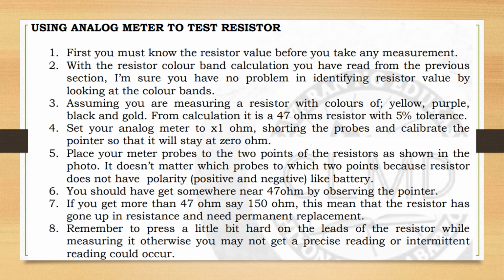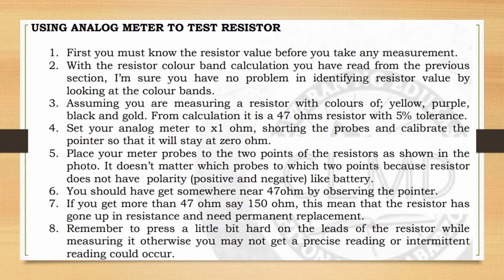Short the probes and calibrate the pointer so that it stays at 0 ohm. Place your meter probes on the two points of the resistor as shown in the photo. It doesn't matter which probe goes to which point, because a resistor does not have polarity, positive or negative, like a battery. You should get somewhere near 47 ohm by observing the pointer.